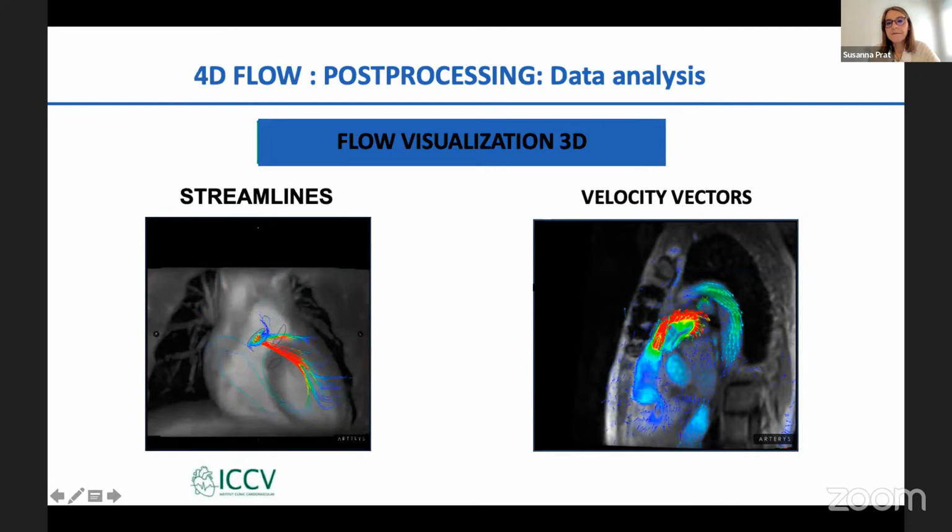And as well, we have the velocity vectors, the arrows that represent the speed and direction of the flow velocities. I don't know if you can see, but you can see these vectors with high velocities because they are red, and all of this is done by dedicated software. It's like an image that gives you a lot of information.